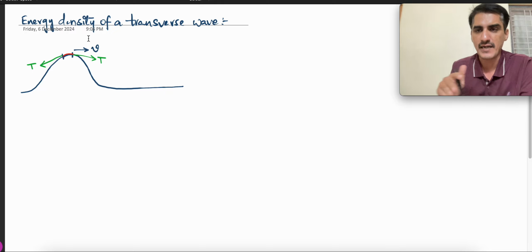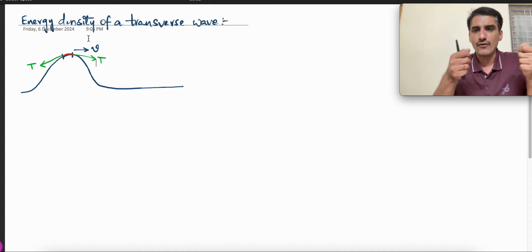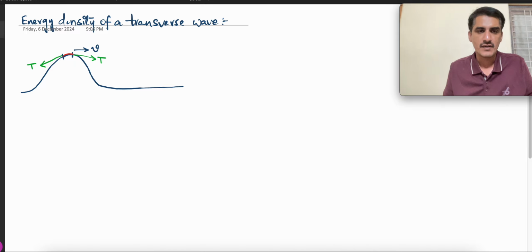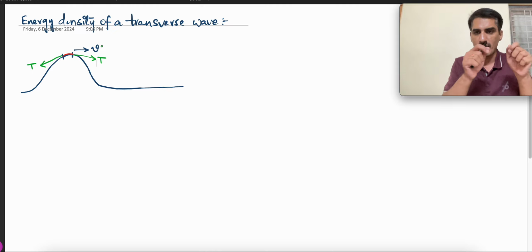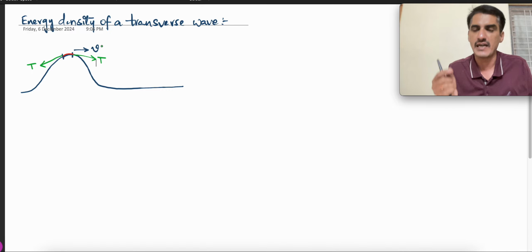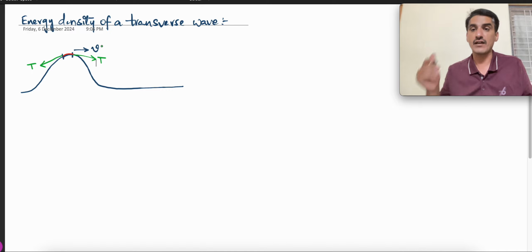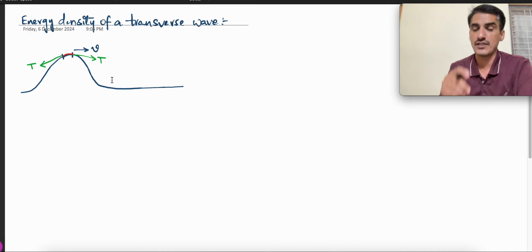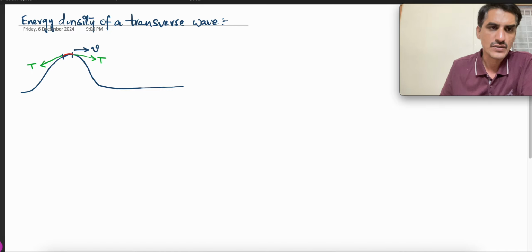Once again I am repeating, because of the tensional forces acting on both sides of an element of string, see here there are two tensions acting, right? Because of these two tensions, there will be a slight elongation in the string, and because of that elongation, certain potential energy will be developed in the string, and we are going to find out that potential energy now. So let us find that potential energy.